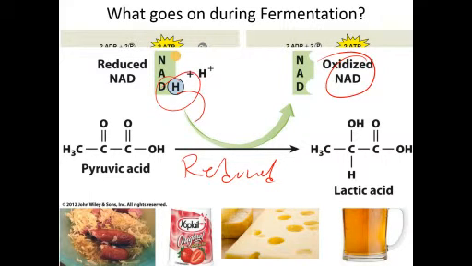So it's here. Hydrogen atom there. Hydrogen atom goes there. Alright, so it gets reduced.